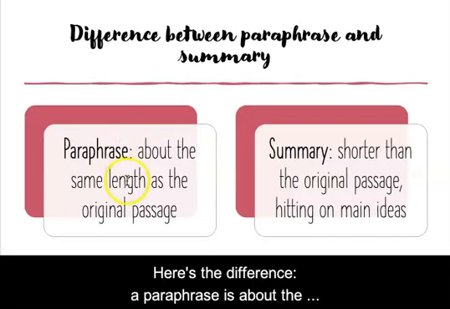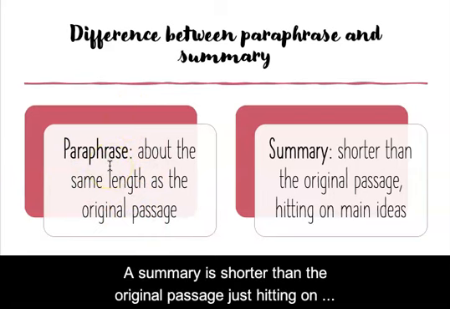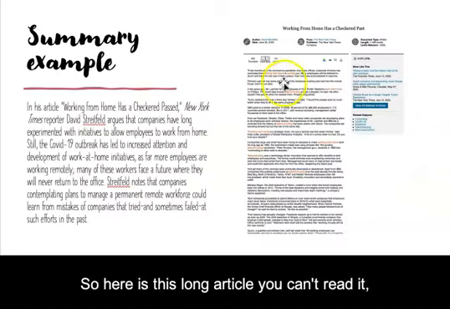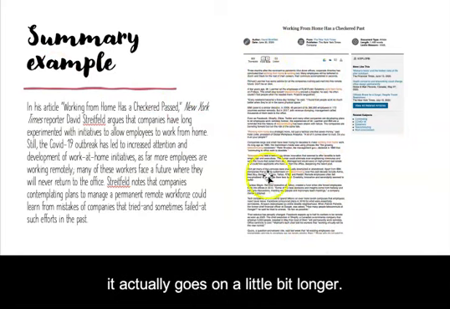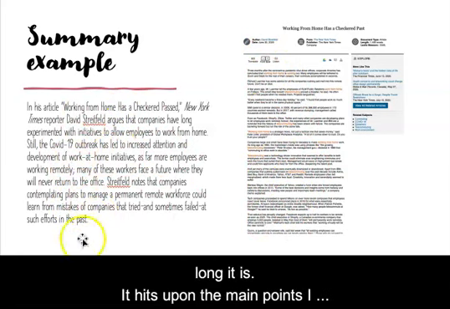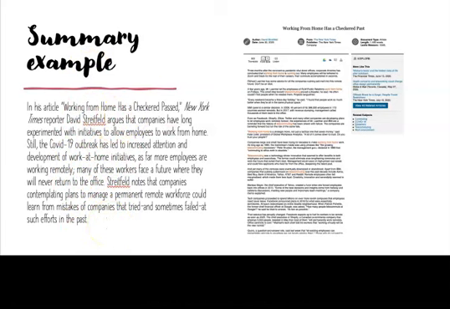A paraphrase is about the same length as the original passage. A summary is shorter than the original passage, just hitting on the main ideas. And I'll show you examples of what I mean here. So here is this long article. You can't read it. It's tiny print, but this is how long it is. It actually goes on a little bit longer. Here's my summary. And I'm not going to read the summary, but you can see this is how long it is. It hits upon the main points. And I have to say, I think it's pretty good, fair summary of the article.